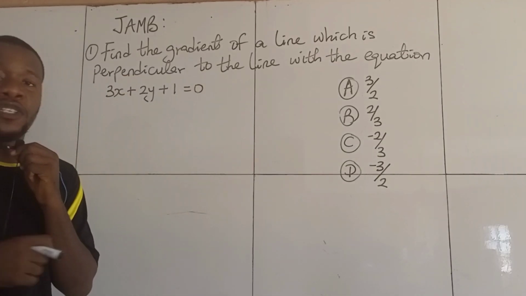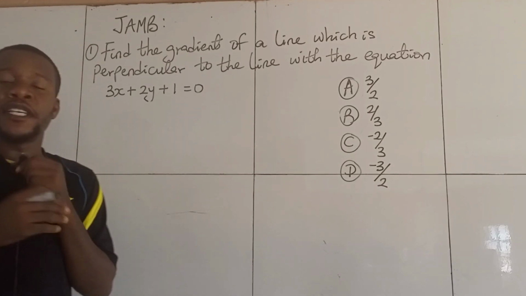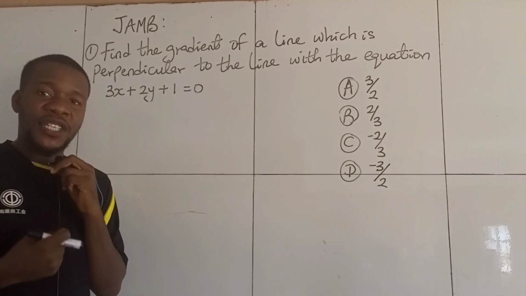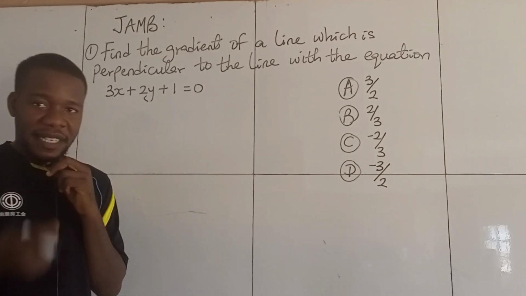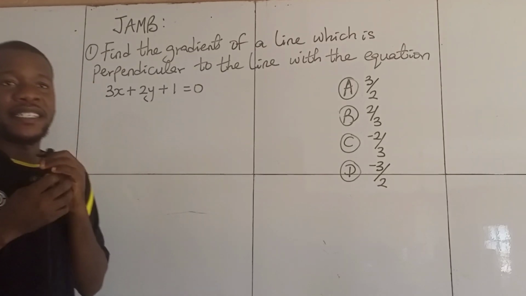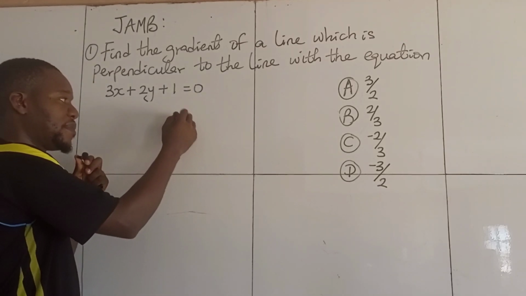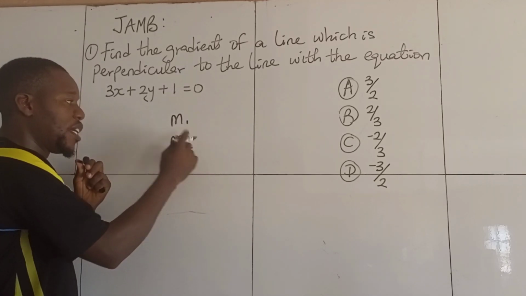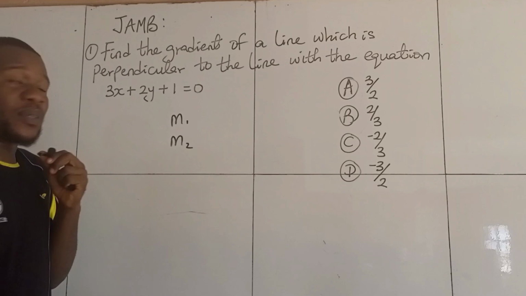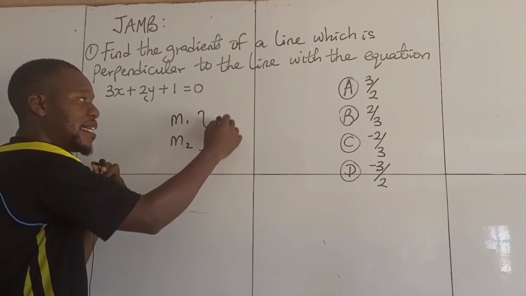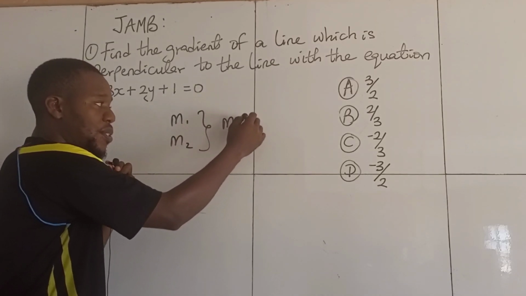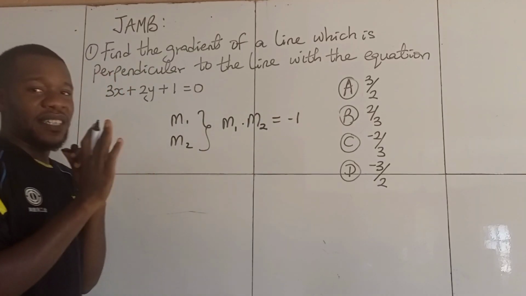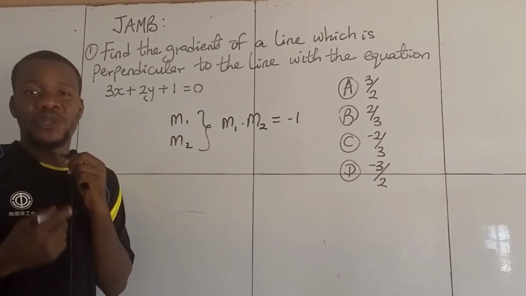Let's talk about the condition for two lines to be perpendicular. If two lines are perpendicular, the condition must be that the product of their gradients must be -1. So if I have a first line with gradient m1, and a second line with gradient m2, if these two lines are perpendicular, the condition must be that m1 multiplied by m2 will give us -1. This is the condition for perpendicularity of two lines.